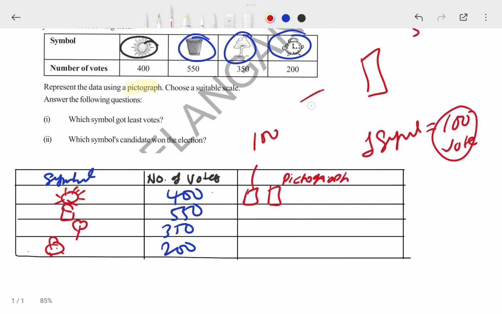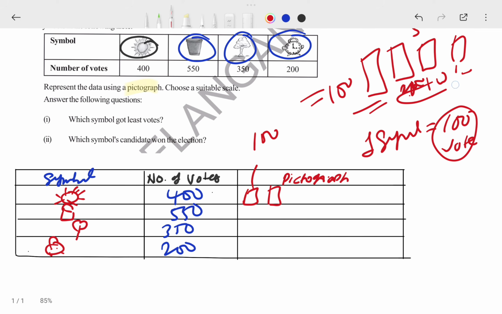This one symbol is equal to 100 votes. This another symbol is 100, equal to 200 votes. Why? Because this is 100, this is also 100. 100, 200. This is also 100. This is also 100. So how many votes is it? 400 votes. So that's why here we will get 4.